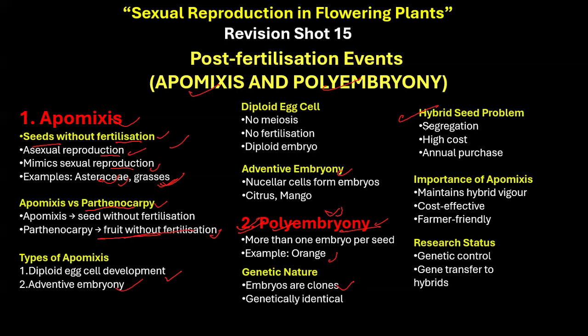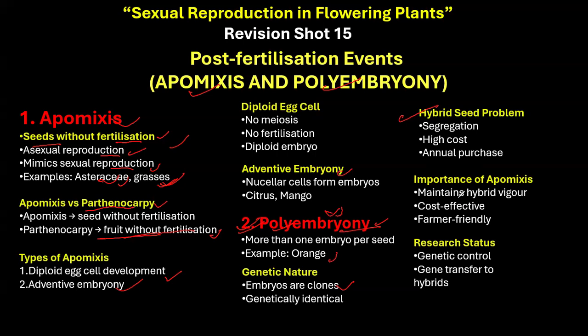Now, there is importance of apomixis in agriculture. You know what the problem is with hybrid seeds? Hybrid seeds show high productivity, but hybrid seeds must be produced every year. Why? Because the progeny shows segregation. Hybrid characters are not maintained. So hybrid seed needs to be produced every year, and the production cost is very high.